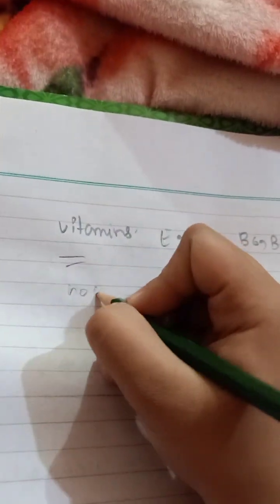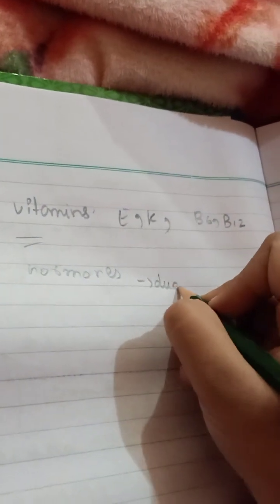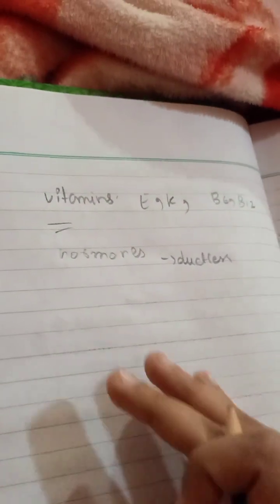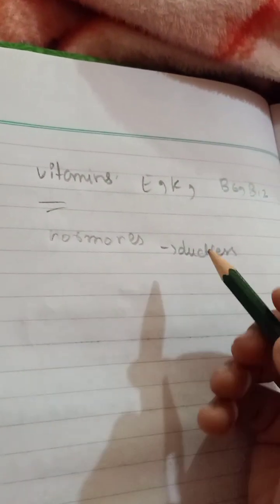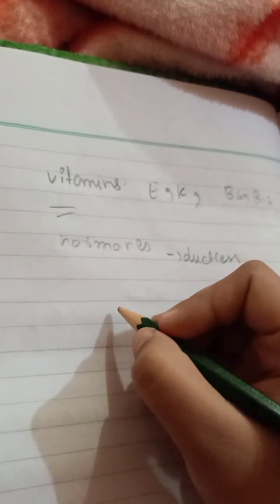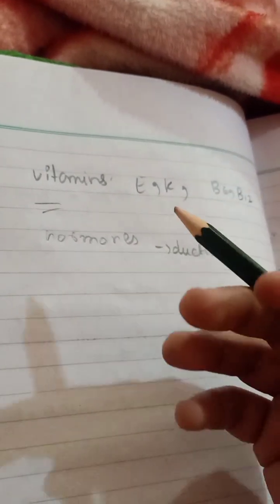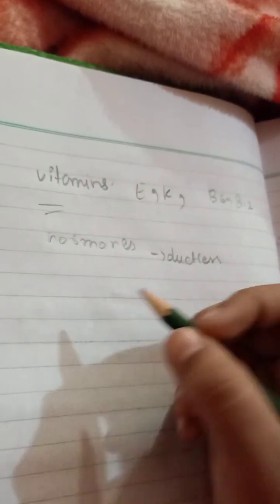If we talk about the hormones, we have ductless glands in the endocrine system. All the secretions of these glands are included in the plasma, like insulin, glucagon, gastrin, growth hormone. Okay, we have all these hormones.